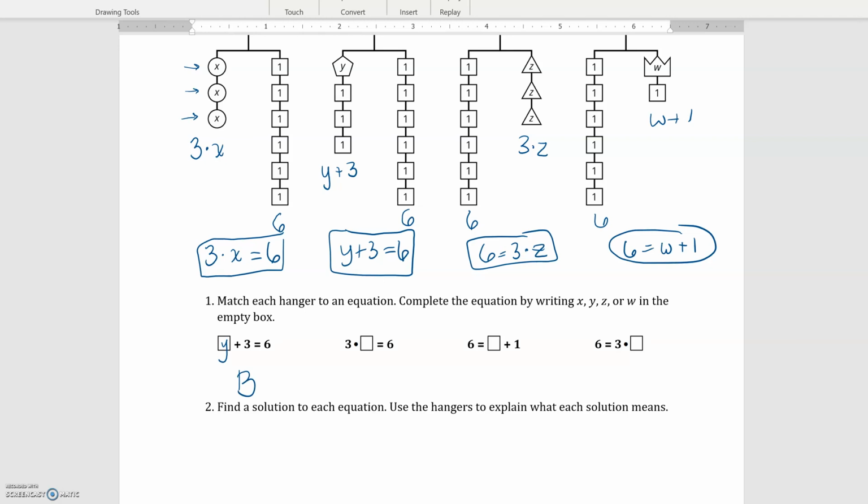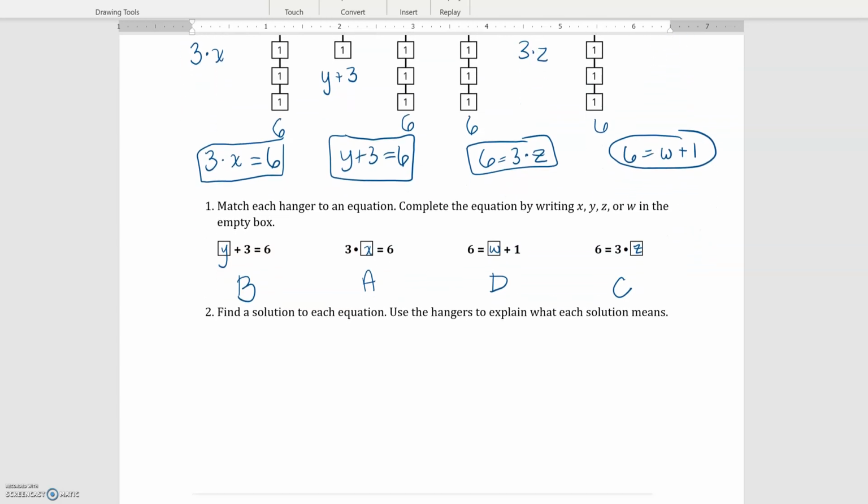3 times some number equals 6. That looks like it matches letter A. So that one should be x. 6 equals some value plus 1, which looks like the hanger for D, which would put w here. And then the last one says 6 equals 3 times some number, which looks like letter C, which would mean z goes here.